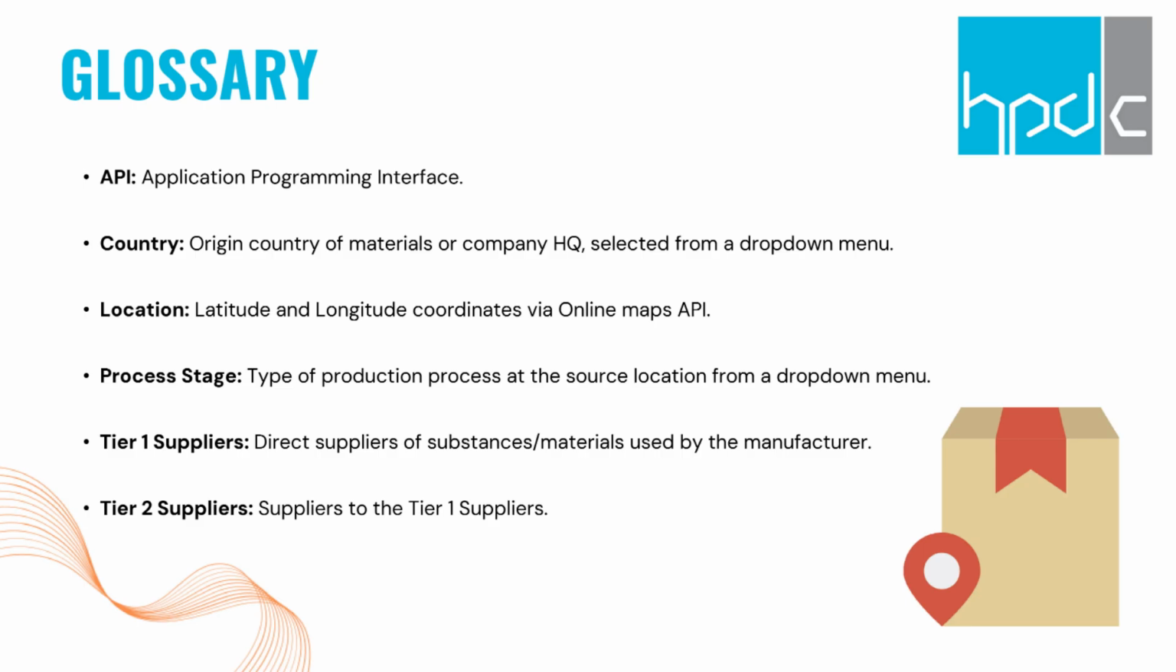Tier 1 suppliers. These are the direct suppliers providing materials or substances to the manufacturer. Tier 2 suppliers. These are suppliers who provide to Tier 1 suppliers, one step further up the supply chain. Understanding these terms will help ensure consistent and accurate use of the location indicator fields.